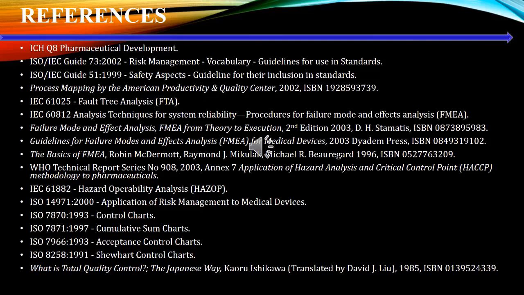ISO 7870:1993, Control Charts. ISO 7871:1997, Cumulative Sum Charts. ISO 7966:1993, Acceptance Control Charts. ISO 8258:1991, Shewhart Control Charts. What is Total Quality Control? The Japanese Way, Kaoru Ishikawa, translated by David J. Liu, 1985, ISBN 013-952-4339.